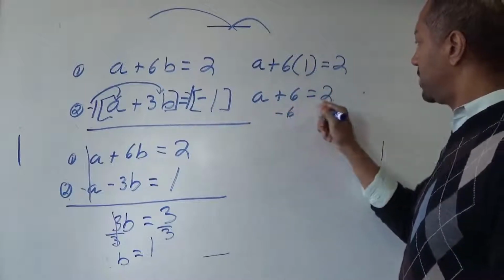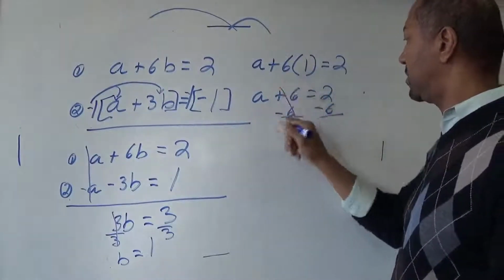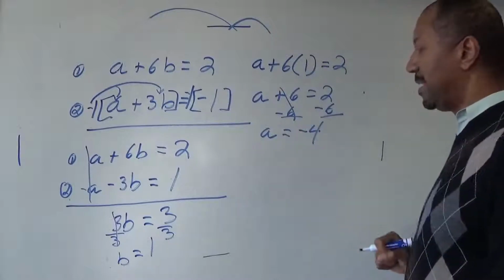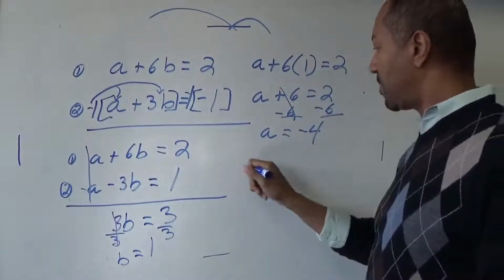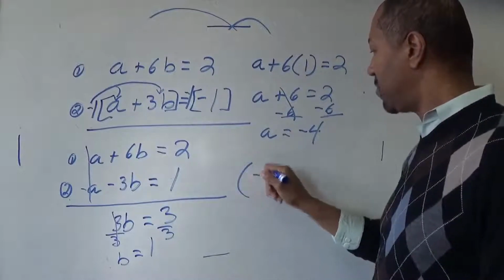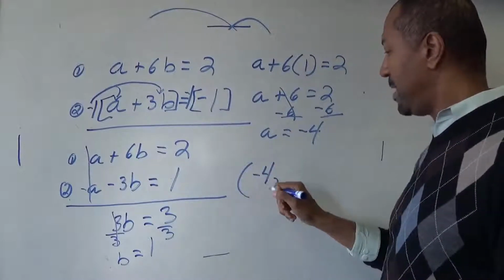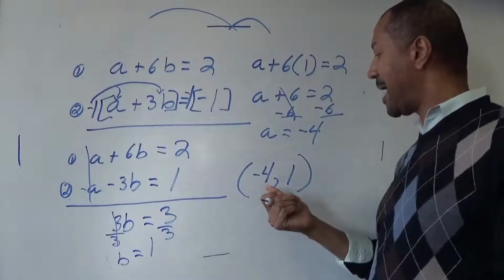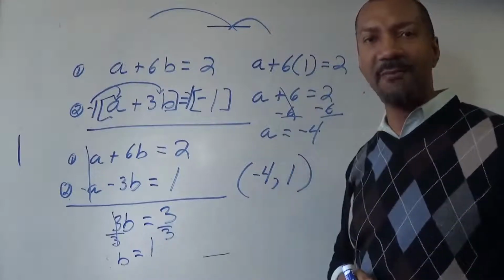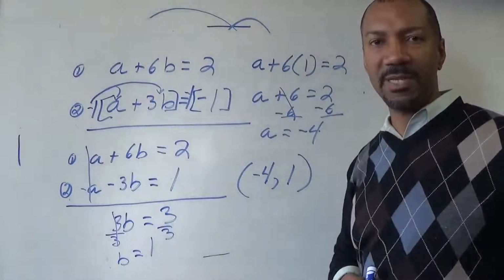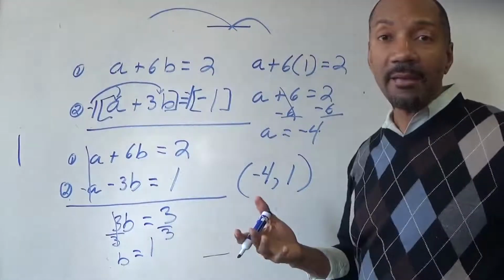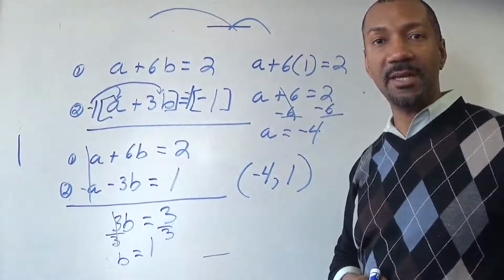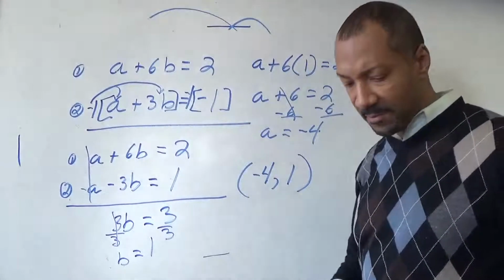I'll subtract 6 from both sides. That leaves me with a being -4. So a is -4, and b is equal to 1. And notice how I reported my answer in alphabetical order. Make sure you do the same. Okay, so that's how we solve that system using the elimination method.